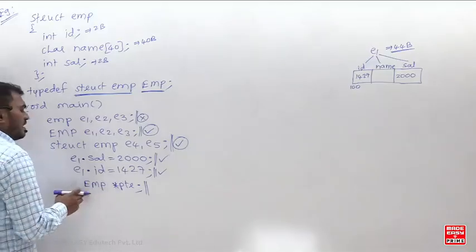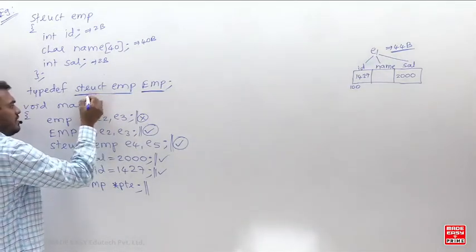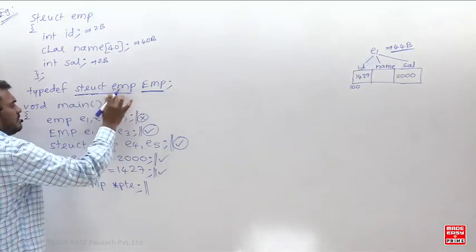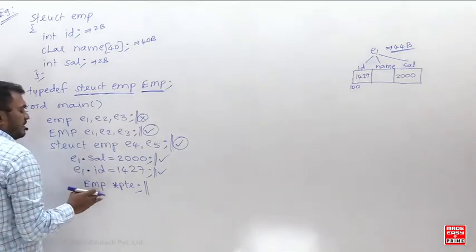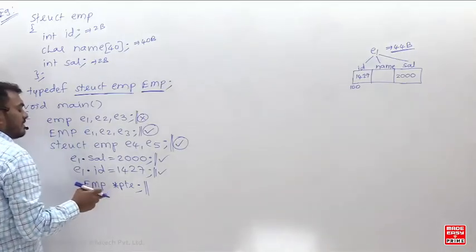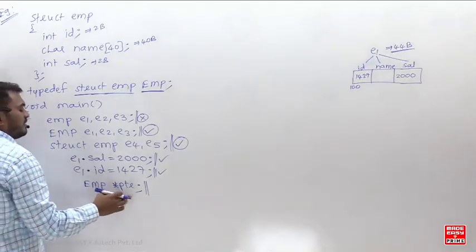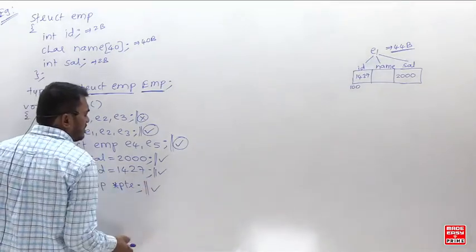Whenever you write this capital EMP, it will replace with what? The struct EMP. I told you already, whenever you write this capital EMP, that will replace with the struct EMP. Now tell me, EMP star PTR, if I write this, allowed or not allowed? Yes sir, it is very much allowed. So there is no problem.